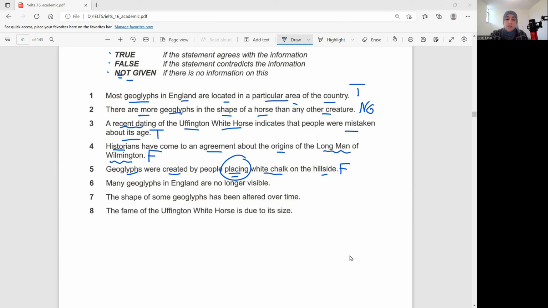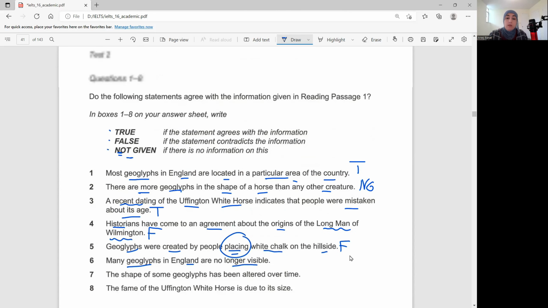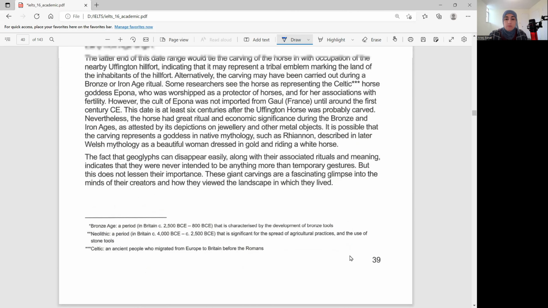All right, now let's go to number 6. Many geoglyphs in England are no longer visible. You can't see them anymore. Maybe because the grass grew, right? It looks like, to me, logically, it might be true since they were made a long time ago. So let's go back and find that piece of information.